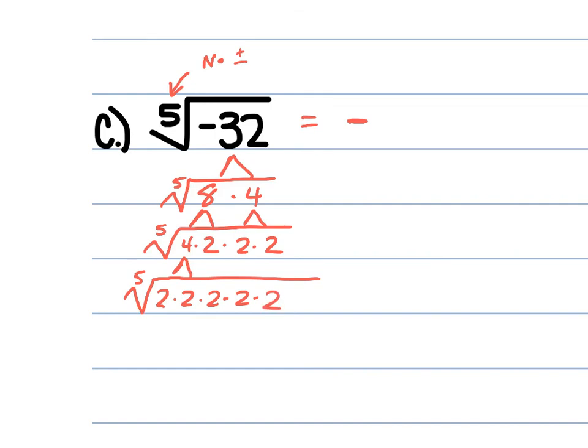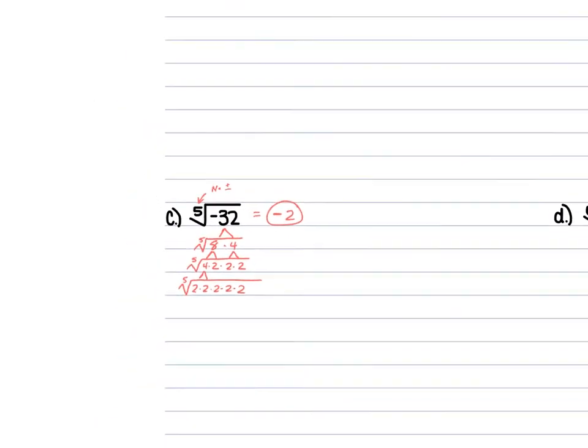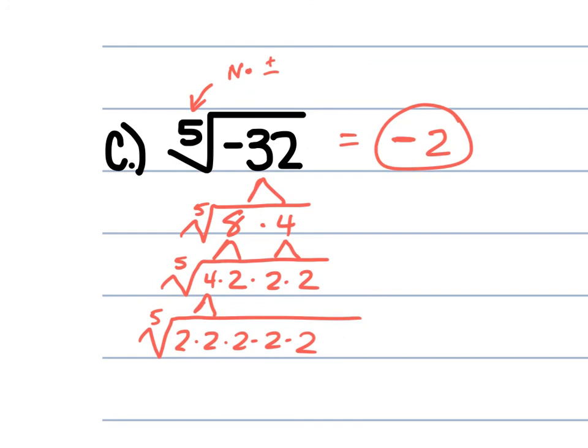And again, we already knew that it was going to be negative. So again, it was the same as the last one. We knew that 32 broke down into 2s. The fifth root of 32 is 2. But in this case, it was the fifth root of negative 32, which is negative 2. I'll leave that up for a second before we move on.